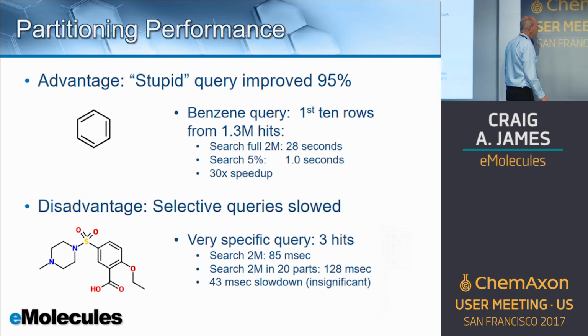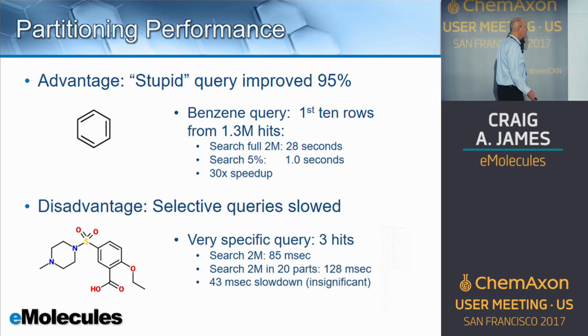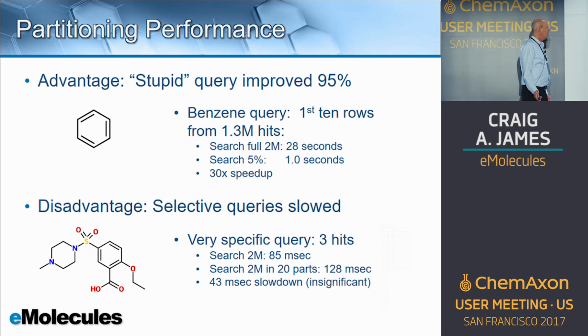So how well do we do? Well, the benzene query, the first 10 rows from 1.3 million hits, the full search took us 28 seconds. The search of 5% is less than 1 second. It's about a 30-time speed up. It's a little bit faster than 20 to 1. Databases tend to do that. They scale by n log n sometimes, or maybe it was just a particular partition, I don't know.